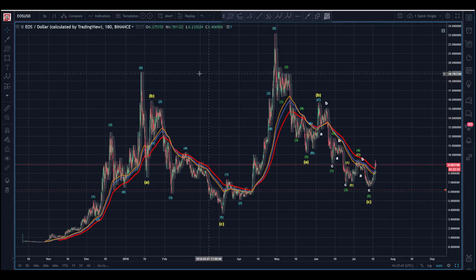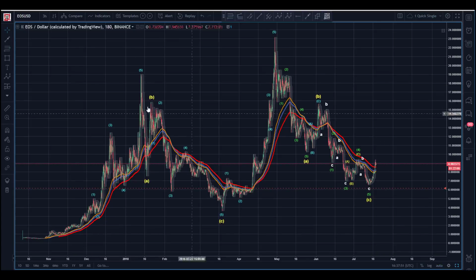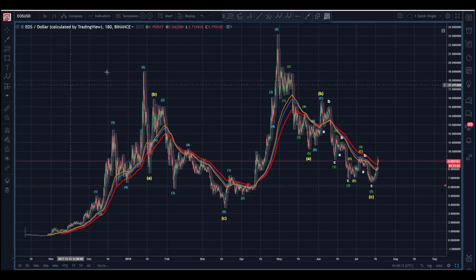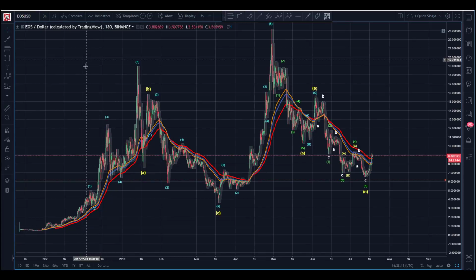So I have EOS to the dollar here. Now this is on Binance. So we can see where we've been. Some interesting things here with EOS. One thing to note is that EOS, unlike Bitcoin and most of crypto that peaked in January of this year, 2018, you can see that's where we had this peak before we started this correction. But then we had this other big, beautiful impulse wave here, and it ultimately peaked at the end of April. So different timeline here for EOS to the dollar.